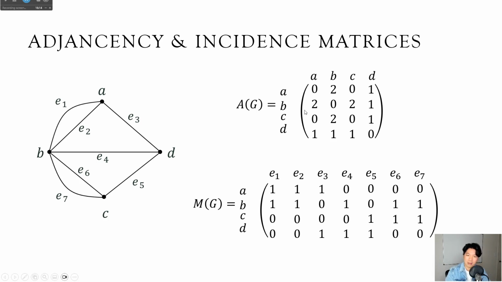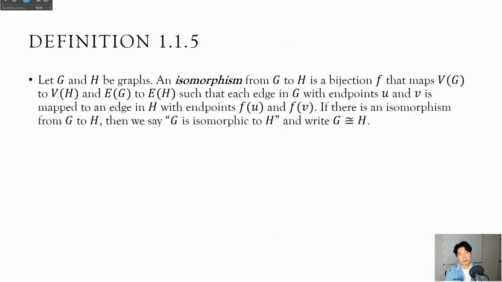Now let's go ahead and talk about relationships between one graph to another. So for this next definition, let's talk about isomorphism. If I have two separate graphs, an isomorphism from G to H, I'm going to use some formal language here, is a bijection that maps the vertices of G to the vertices of H, and the edges of G to the edges of H, such that each edge in G with endpoints U and V is mapped to an edge in H with endpoints F of U and F of V.